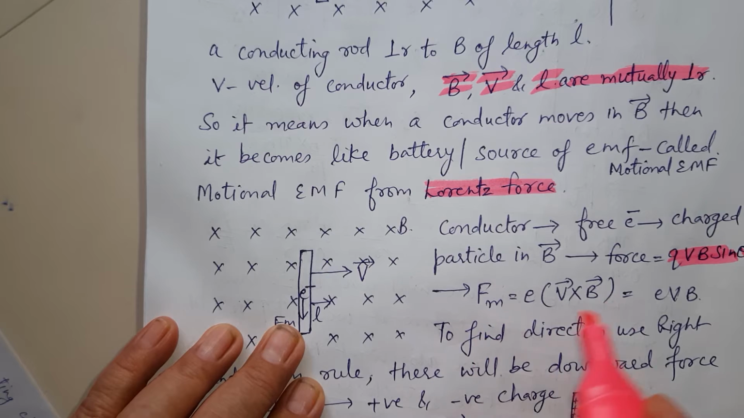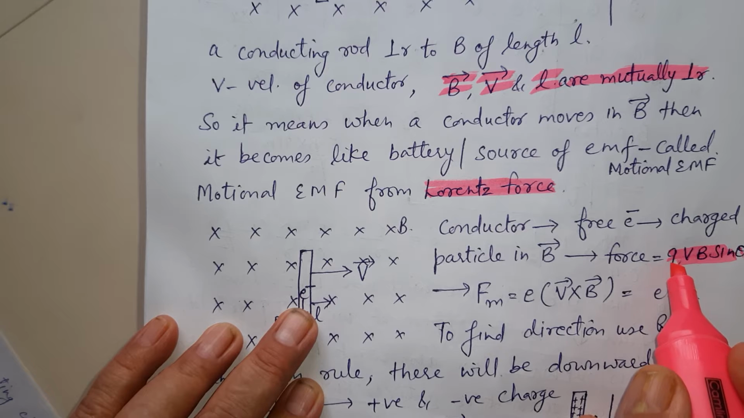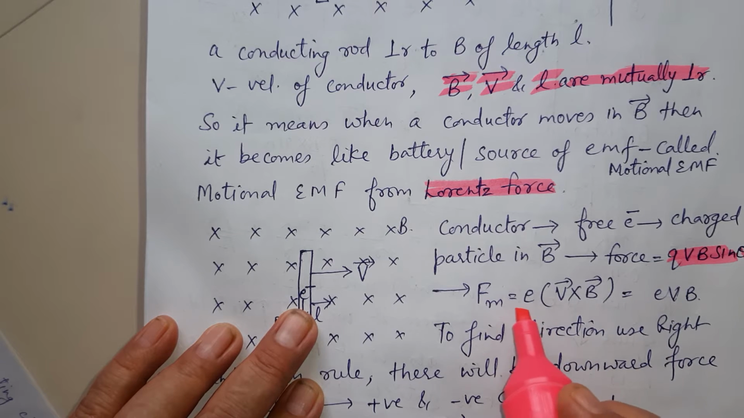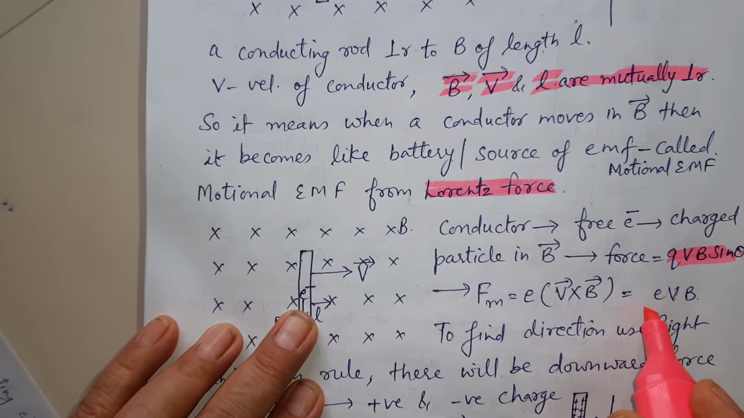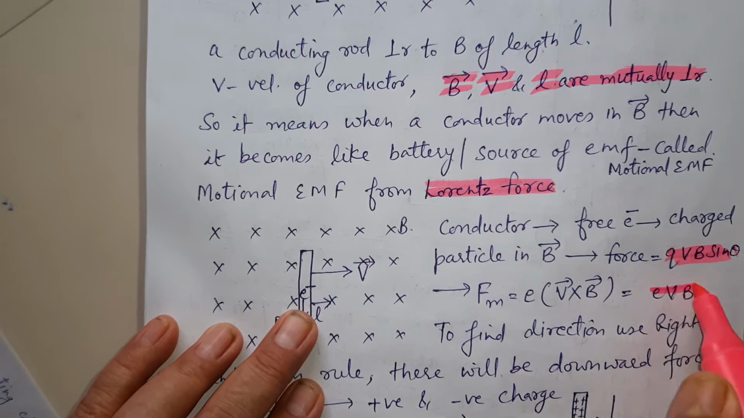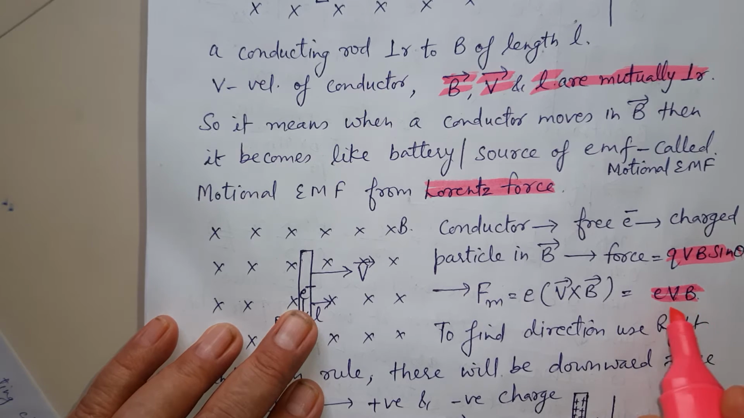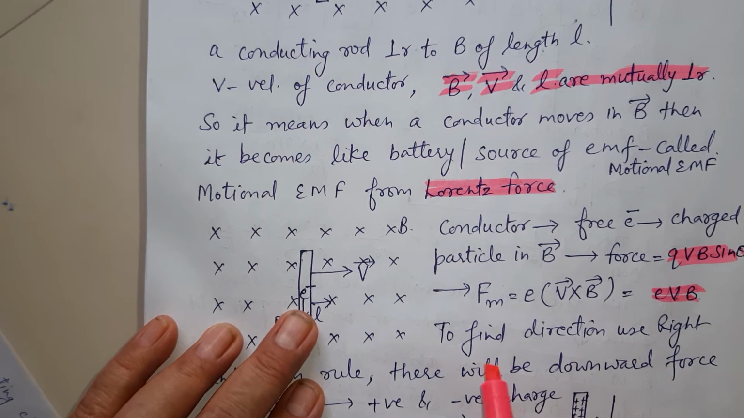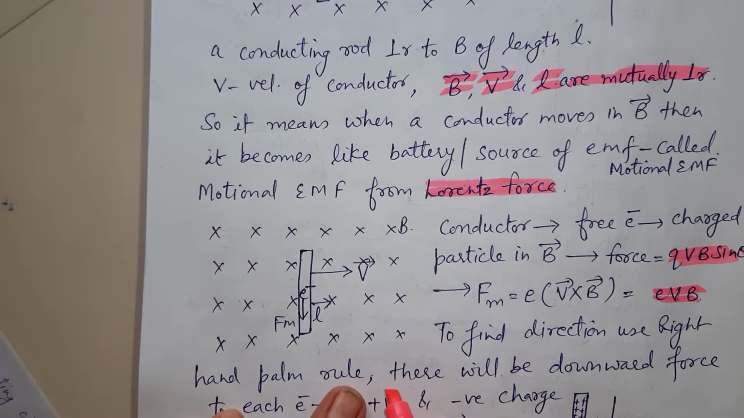Now, because in a conductor there are free electrons, we can replace Q by e. We are not giving the sign, just writing the magnitude, because the sign will be given by the direction. So the force is e V cross B, and because V and B are perpendicular, the angle is 90 degrees, so the force is eVB. To find the direction, use the right hand palm rule.